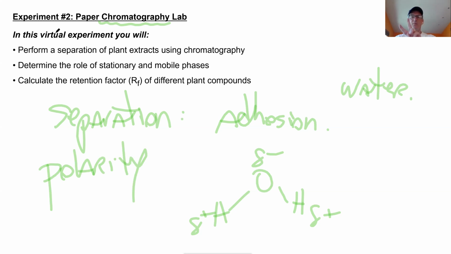So what were the two phases that we used? What are the two things that we're basically using in chromatography to separate things? It was a mobile phase and a stationary phase. Right. So we have a stationary phase and a mobile phase. What does that mean? What is a stationary phase?